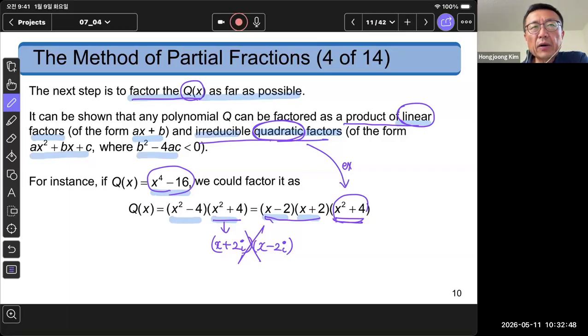So when you have any polynomial, say x to the fourth minus 16, you can always factor such a polynomial as a product of linear factors and quadratic factors.